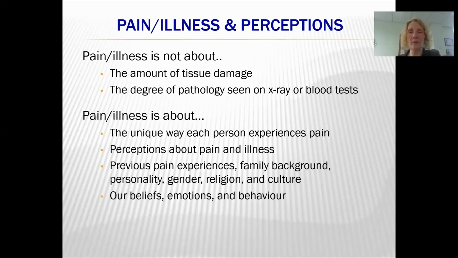And again, pain and illness are also very strongly tied to our perceptions. So pain and illness is not really about the amount of tissue damage you have, and it's also not necessarily about the degree of pathology that's seen on an X-ray or in blood tests, but it is about the unique way that each person experiences pain, our perceptions about pain and illness, our previous experiences regarding pain, and our family background. What did we learn from our parents, from our family, our siblings, in terms of how to deal with pain and illness?